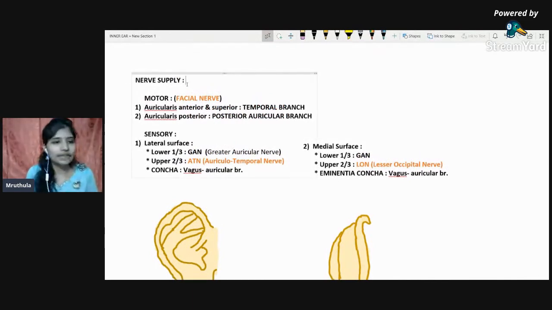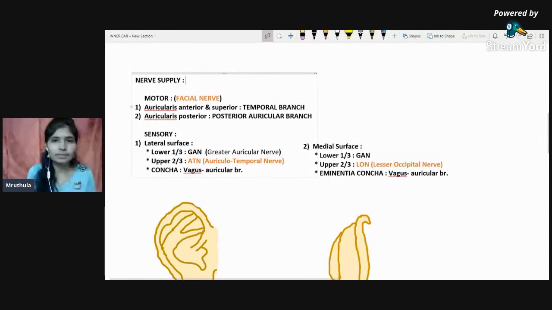The nerve supply of the pinna, or the nerve supply of the auricle. We have two nerve supplies, the motor nerve supply and the sensory nerve supply, the motor supplying those muscles. Remember, every muscle associated with the pinna is supplied by the facial nerve. So here we are separately dealing with the extrinsic muscles.